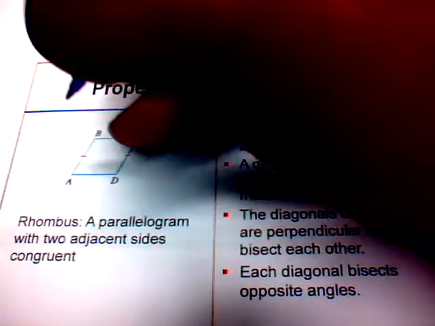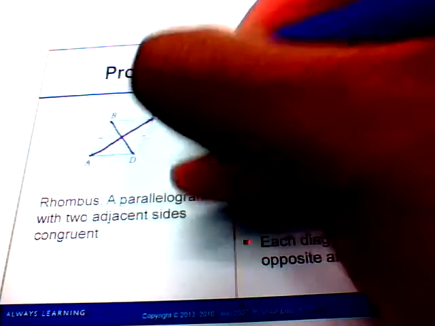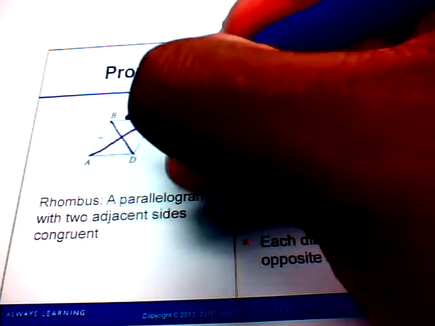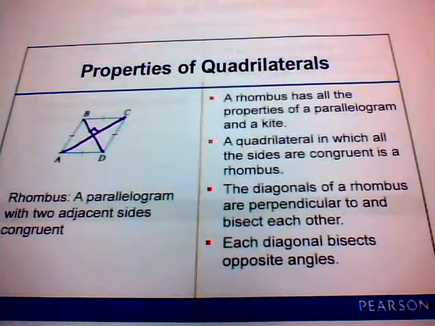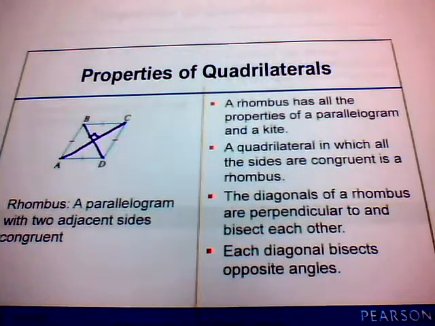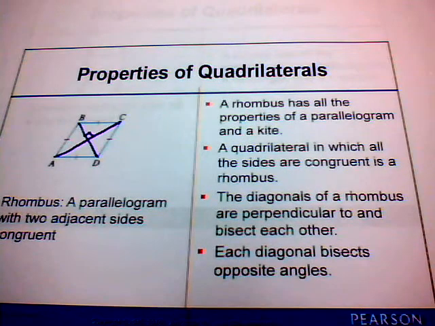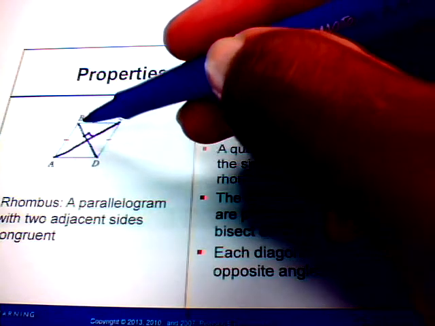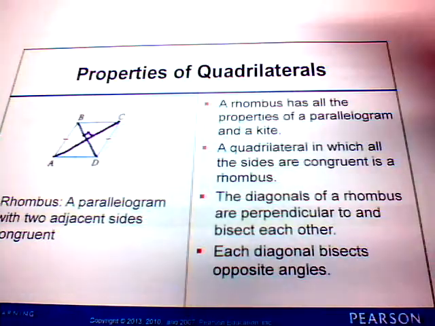Okay, so here, if I draw this diagonal BD and this diagonal AC, not only is BD perpendicular to AC, but those diagonals do bisect each other as well at a right angle. And each diagonal does bisect opposite angles. So this diagonal right here bisects angle B and angle D, and then this diagonal here bisects angle A and angle C.